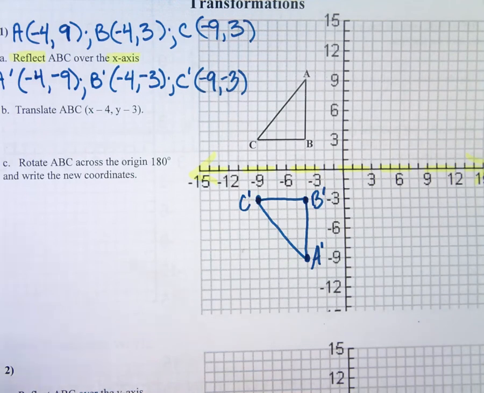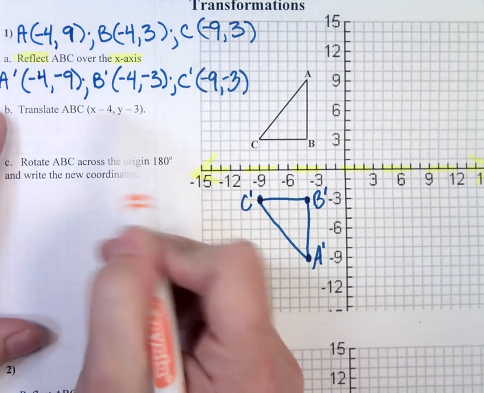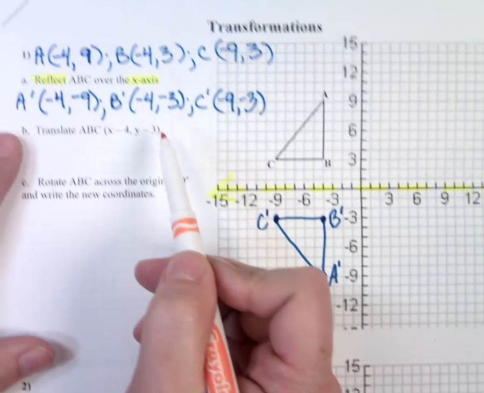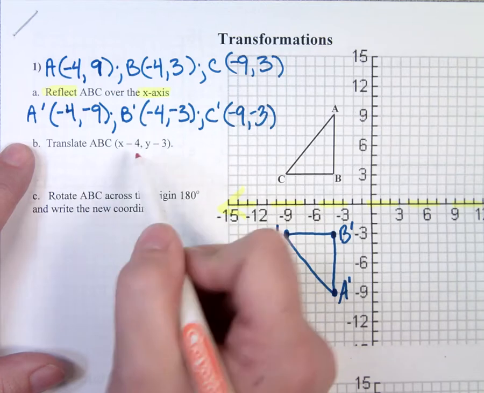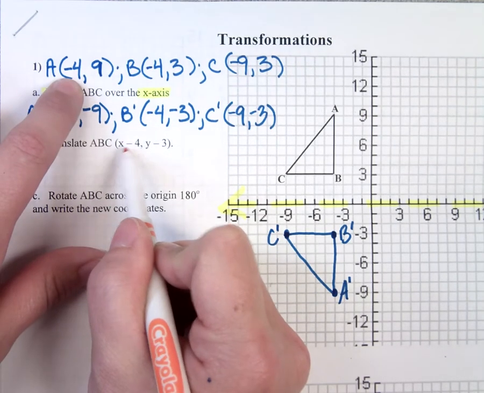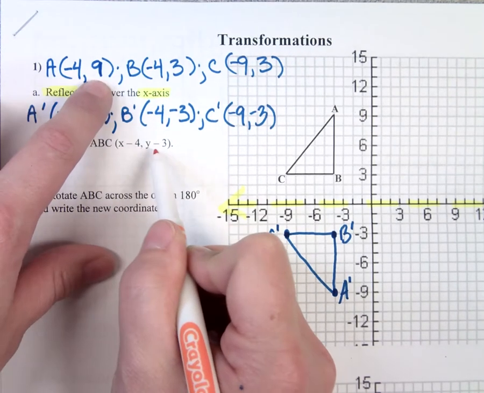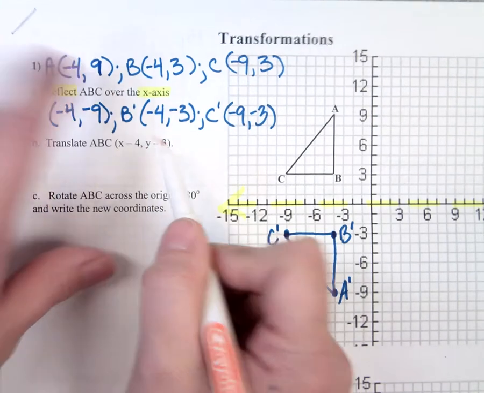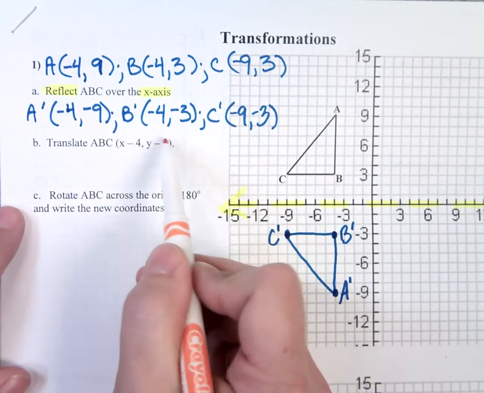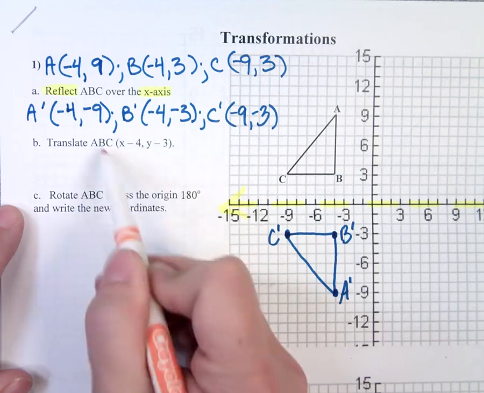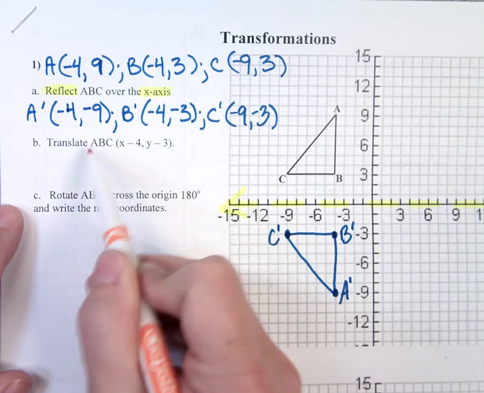Okay. So next one I want to do is translate. So I'm going to use a different marker. I can do this two different ways. I can do it like how we talked about the one on the board, where I take the x coordinates and subtract 4, and take the y coordinates and subtract 3, and get the answer that way. Or I could know what this is telling me to do, how the object moves left, right, up, down.